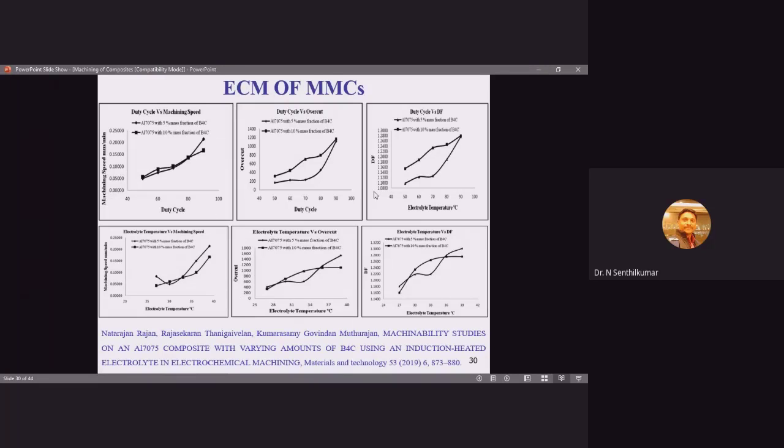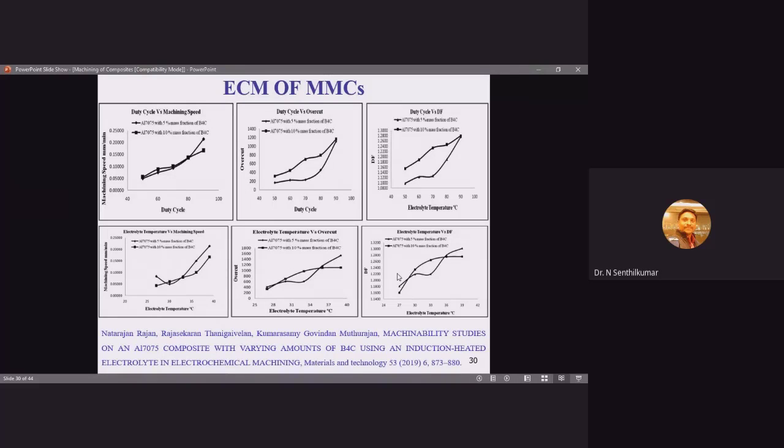So this is for another thing. You can have different parameters that affect the machinability behavior of composites. Not only in conventional, but also in non-traditional aspects, composites are being machined. So you can tell what is the need of a non-conventional machining process. Hard to machine materials can be easily machined using unconventional machining processes. That's why we are going with them, right?